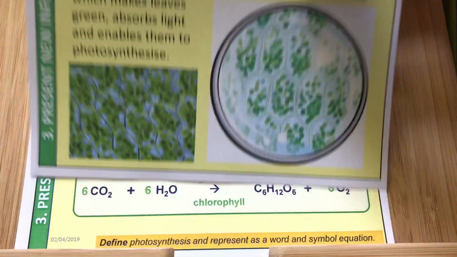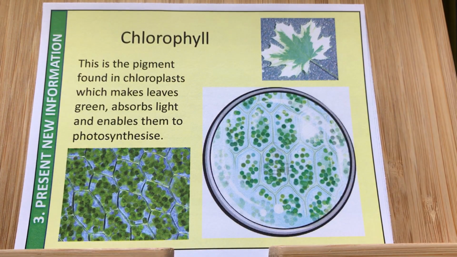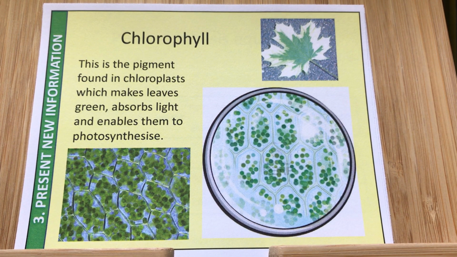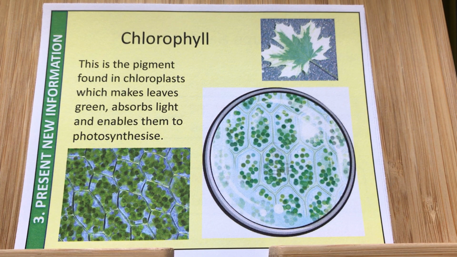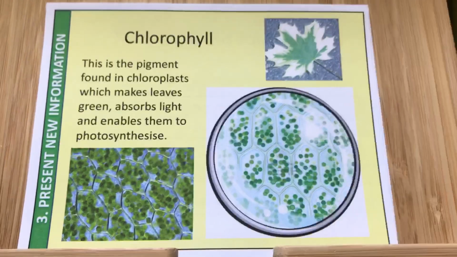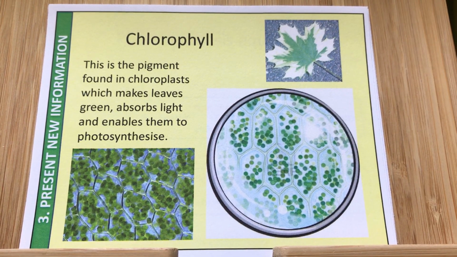Let's have a closer look at chlorophyll. Okay, chlorophyll is a pigment found in chloroplasts. It makes the leaves green. It absorbs light. Now that's a fact that lots of people tend to forget. Chlorophyll absorbs the light. So a green leaf will absorb light and therefore be able to photosynthesize. And we can see this is a real picture looking at some of the chloroplasts with the chlorophyll inside in some plant cells, in the palisade cells.